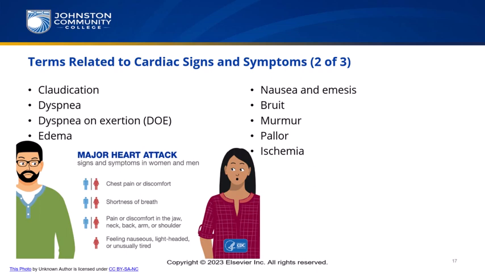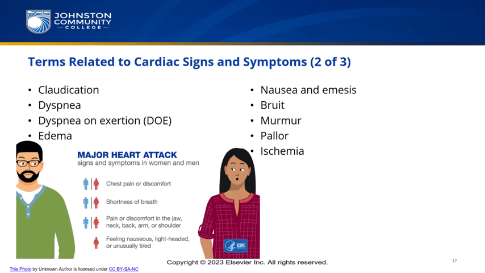A murmur is an abnormal heart sound heard during systole, diastole, or both, which may be described as a gentle blowing, fluttering, or humming sound. Then we have pallor, which is the paleness of the skin and or mucous membranes. On darker pigmented skin, it may be noted on the inner surfaces of the lower eyelids or on the nail beds. Ischemia is the lack of blood in a body part due to a blockage or constriction that interferes with normal blood flow.